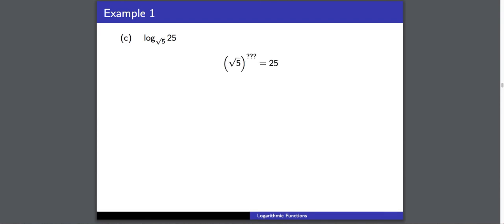So what power do we have to raise the square root of 5 to get 25? Well, we could try this out a little bit, and eventually, if we try 1, we'll get the square root of 5 back. If we try square root of 5 squared, we'll get 5. Eventually, we'll get down to the value of 4, which is the correct answer. The log base square root of 5 of 25 does equal 4.